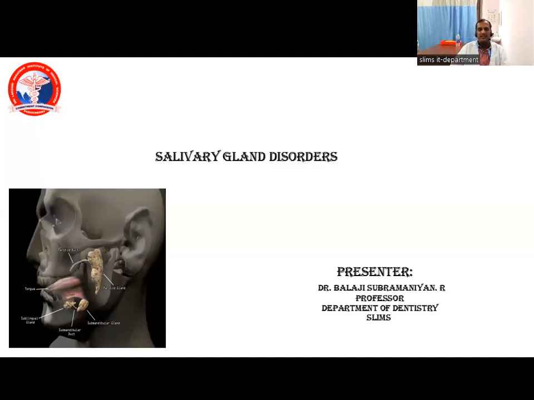The major salivary glands and the minor salivary glands will be dealt with later. And the importance of the salivary secretion, starting from wettening of the oral cavity and enhancing your digestion. The importance of the salivary glands can be appreciated in this topic.